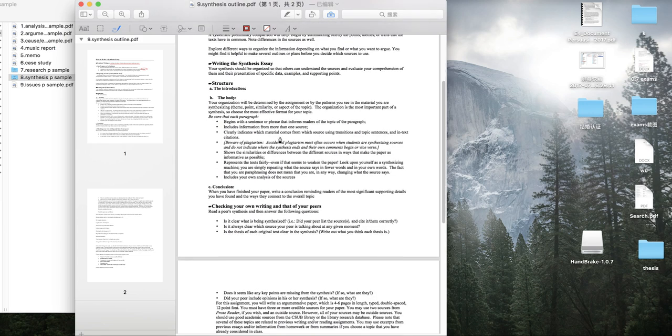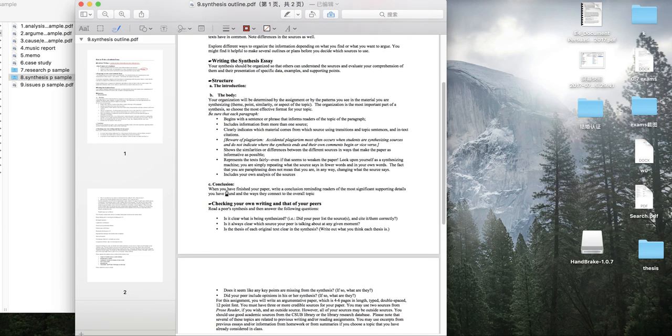Then let us look at the structure of the synthesis thesis. Intro, concluding, no problem. So there are some important parts of a synthesis thesis. Be sure that each paragraph begins with a sentence or paraphrase that informs readers of the topic of the paragraph. This is actually something like a starting sentence of a body paragraph, and includes information from more than one source.